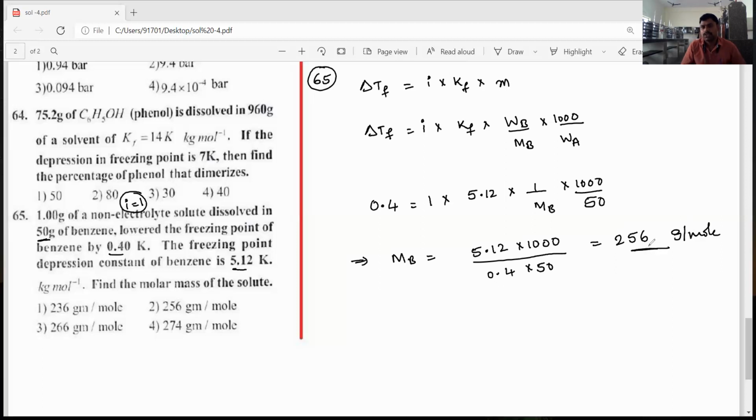Okay, dear students, so this is about important questions from solutions and colligative properties, important objective NEET, JEE or CET oriented MCQ questions. In the next class we will discuss level 3 questions. Thank you, everyone.